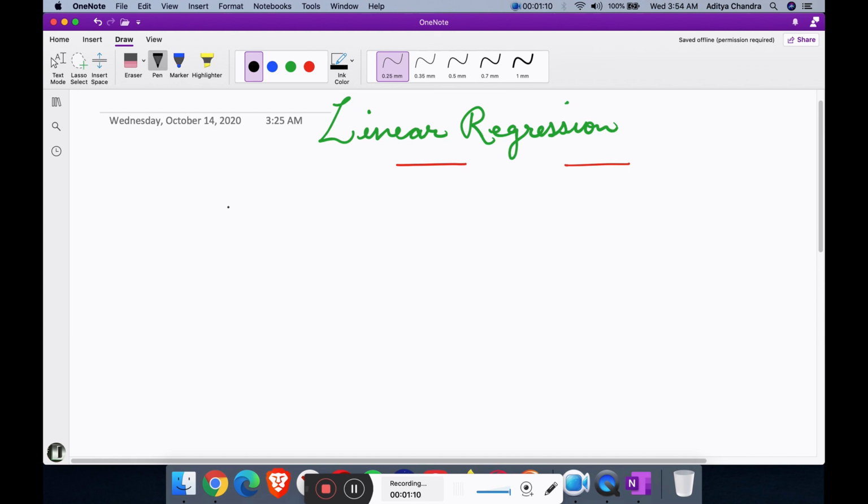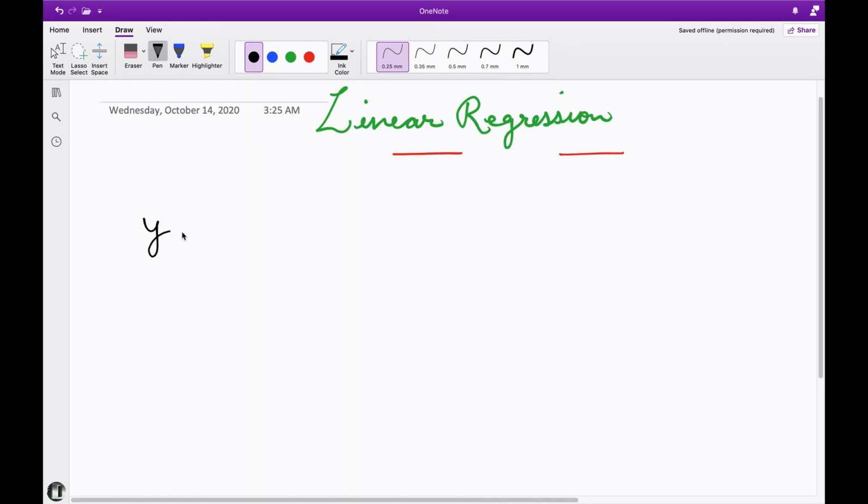Let me take one equation for you. Y is equal to mx plus c. This equation of a straight line you must have seen in your school days or initial college days, right? Now, what does this y represent here? Y here is nothing but the output variable, or we also say it is a dependent variable, because it depends on this x. X here is nothing but the input variable or independent variable. This is how we write it.